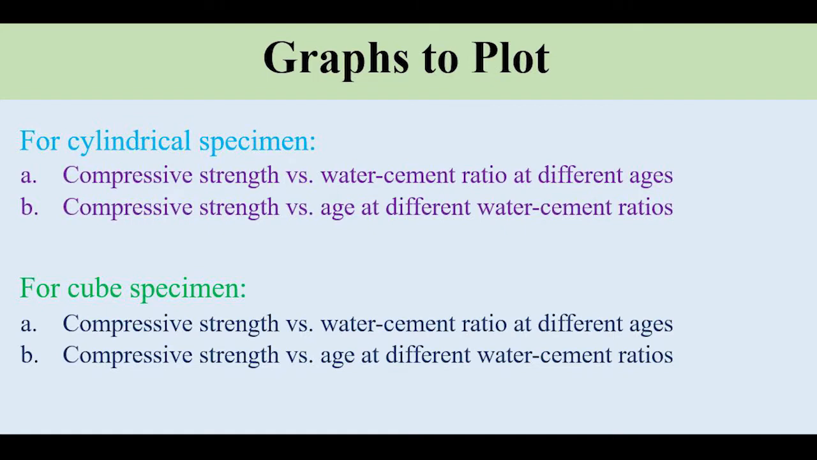Now finally, using the results, for each type of specimen, we need to plot two types of graphs. One is the compressive strength versus water-cement ratio at different ages, and the other one is compressive strength versus age at different water-cement ratios. So this is the final laboratory demonstration of CE202 material sectional course.